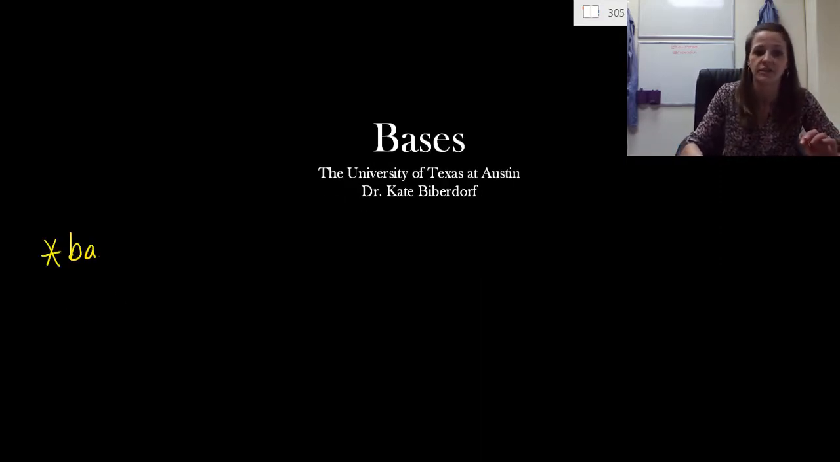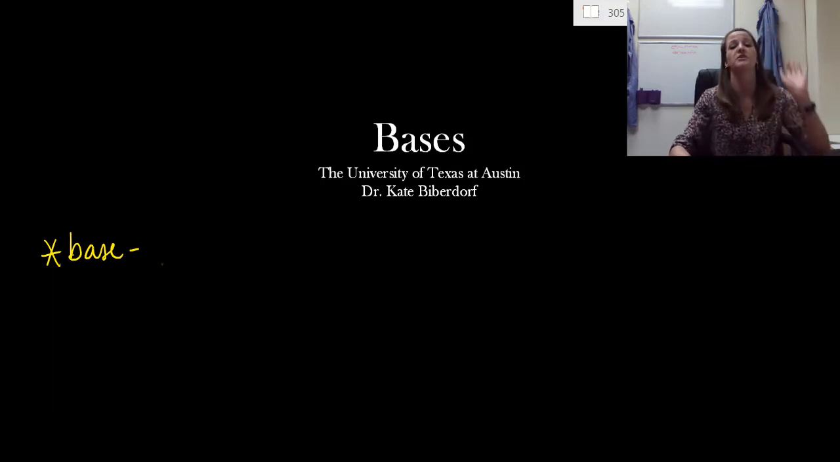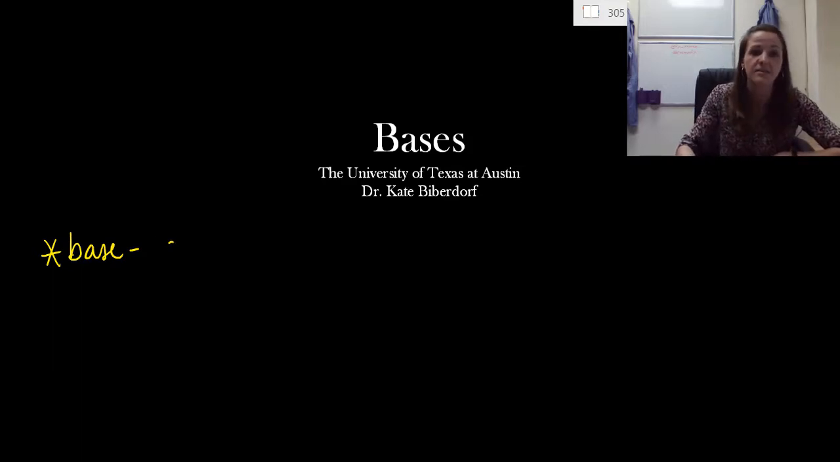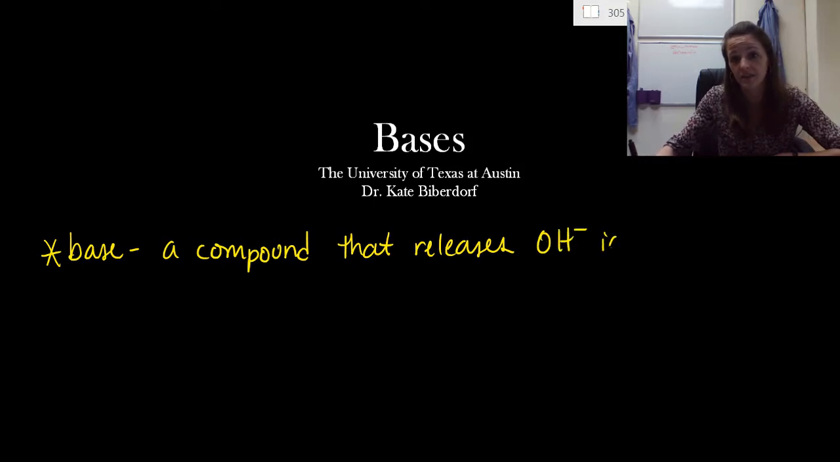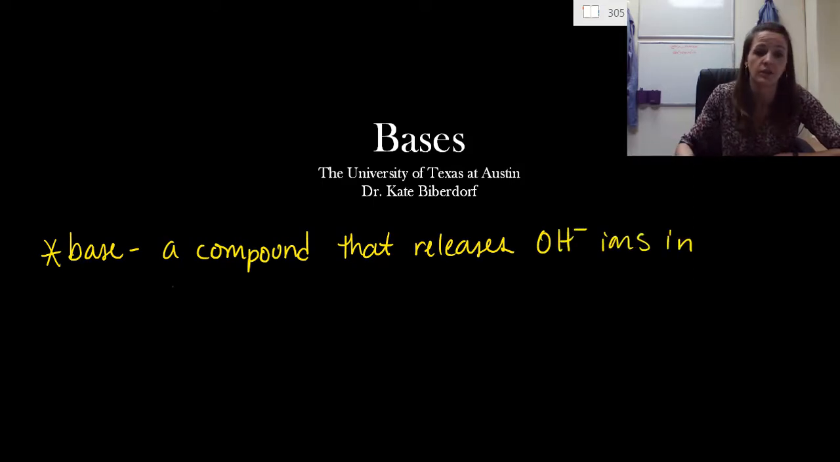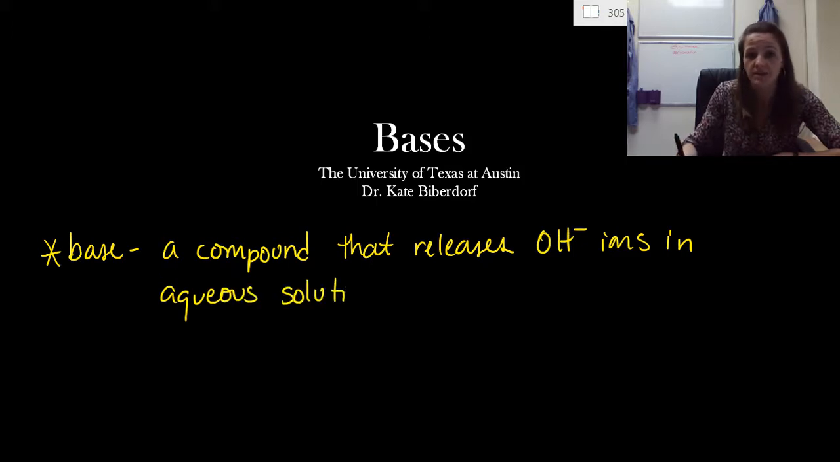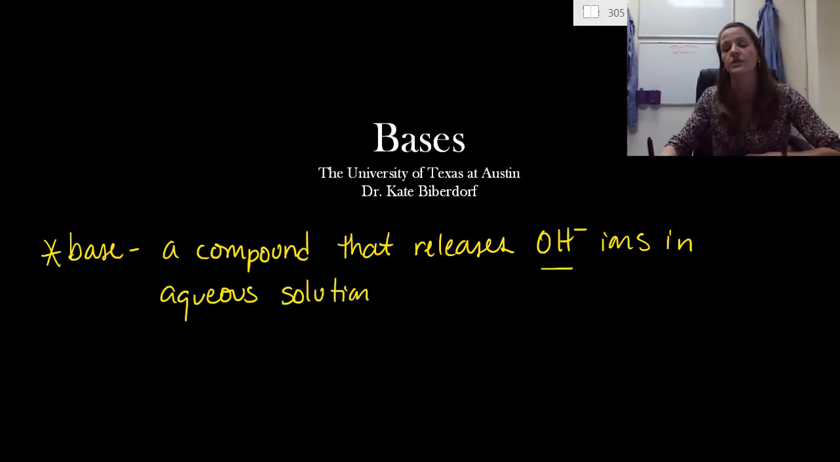And so we're going to use a definition that's very similar to the definition we presented for an acid, but instead of an H plus ion, we're going to say an OH minus ion. So a base is simply a compound that releases OH minus ions in aqueous solutions. So it is literally the exact same thing as an acid, except instead of releasing hydronium ions, we actually release what are called hydroxide ions. So that's the difference between an acid and a base.